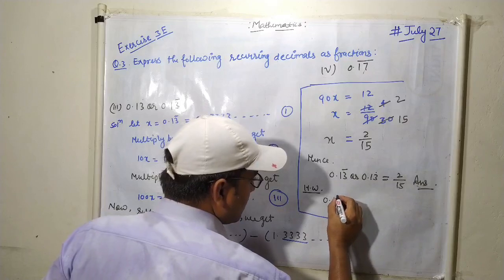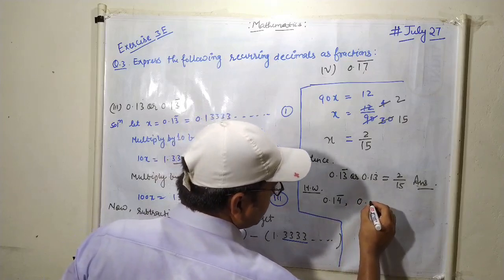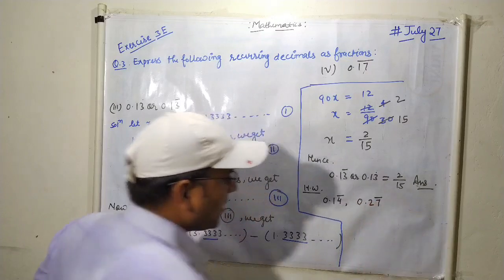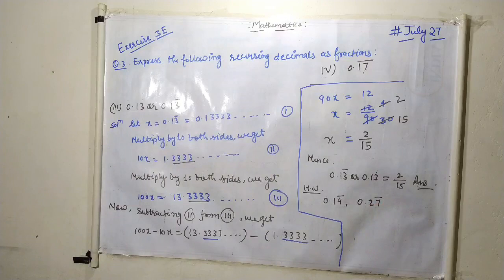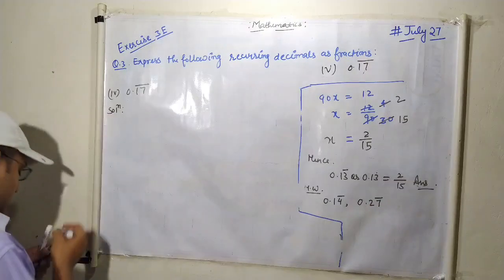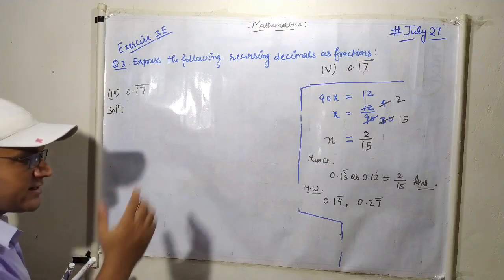0.14 dot, and one more is 0.27 bar. Okay, so these two questions you can do by yourself, students. Now this question number 4. Firstly, suppose this one. Without supposing, if you do it, you will also get the same result.